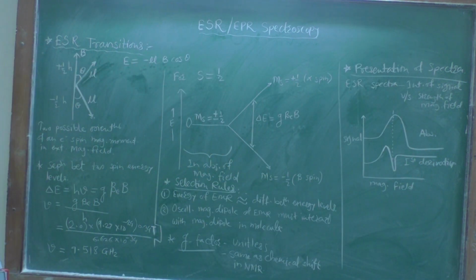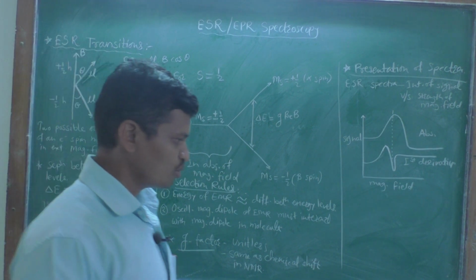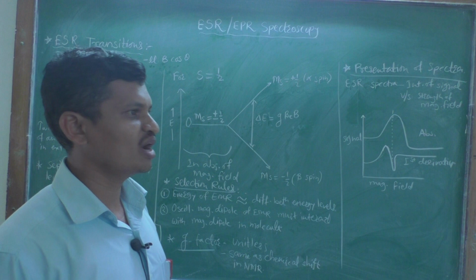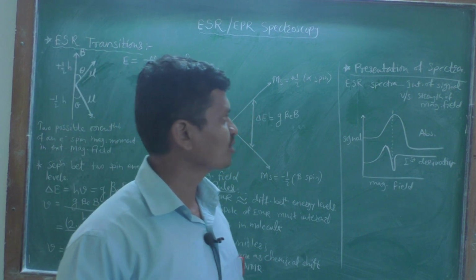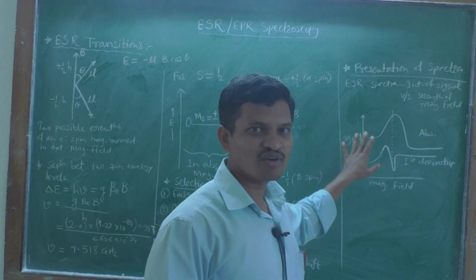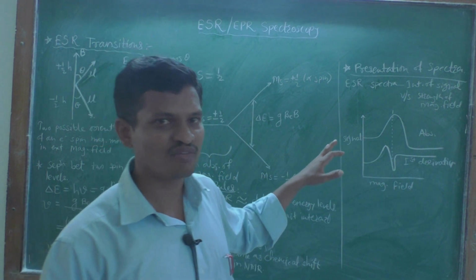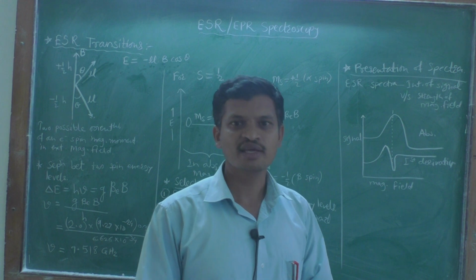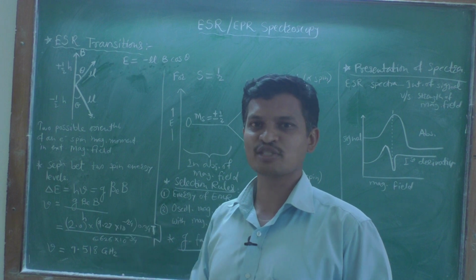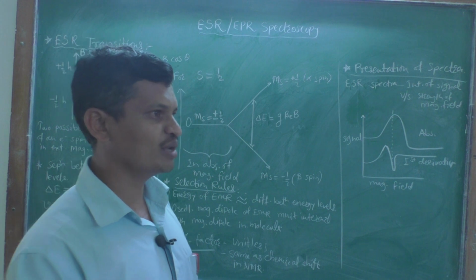Now the next point is presentation of spectra. The ESR spectrum can be plotted as intensity of signal versus strength of magnetic field. Generally, the absorbance peaks obtained for an ESR spectrum are very broad in nature.